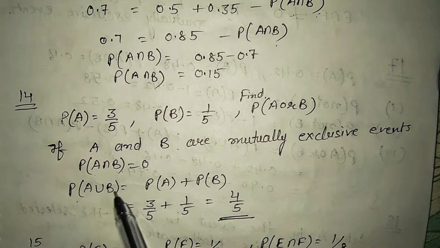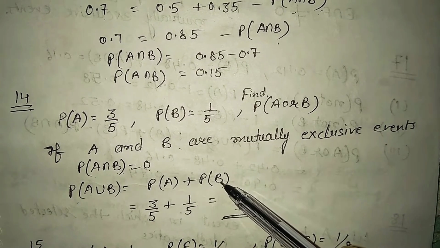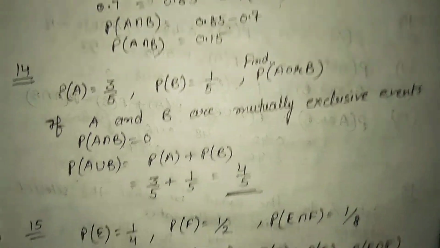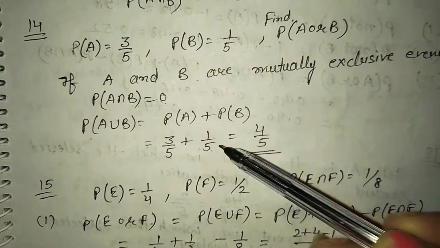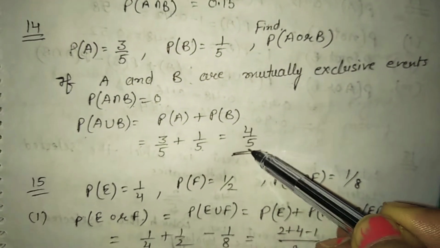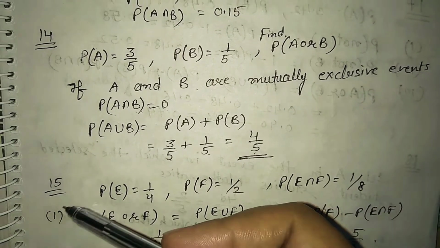That means PA union B is equal to PA plus PB. We have discussed this formula. Okay. PA is 3 by 5. PB is 1 by 5. Then what is PA union B? 4 by 5.